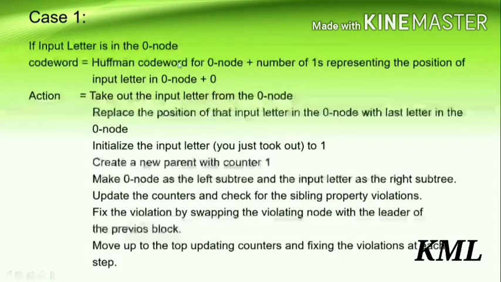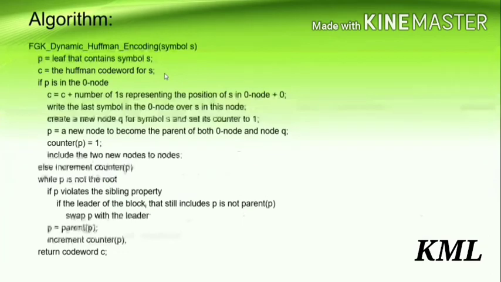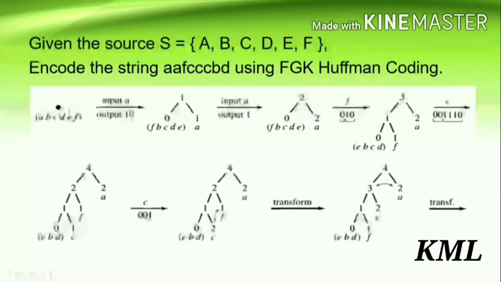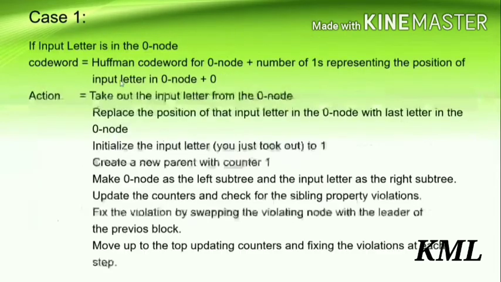So what is the Huffman code word for A? The Huffman code word for the 0 node: we don't have any code word for the 0 node yet, so we keep it blank. We don't have a code yet, so we keep it blank.